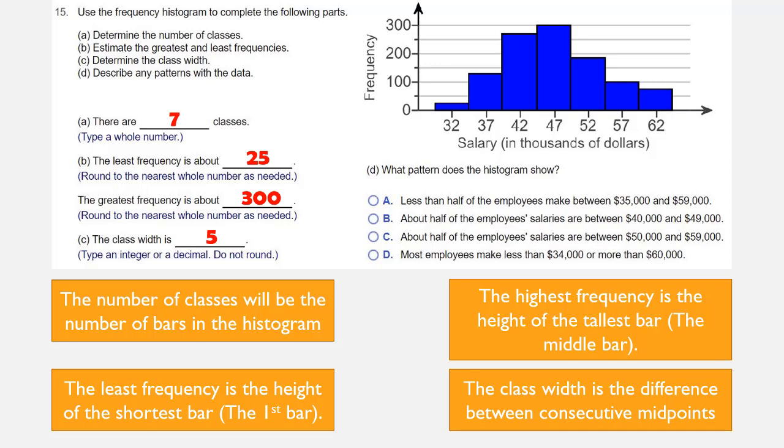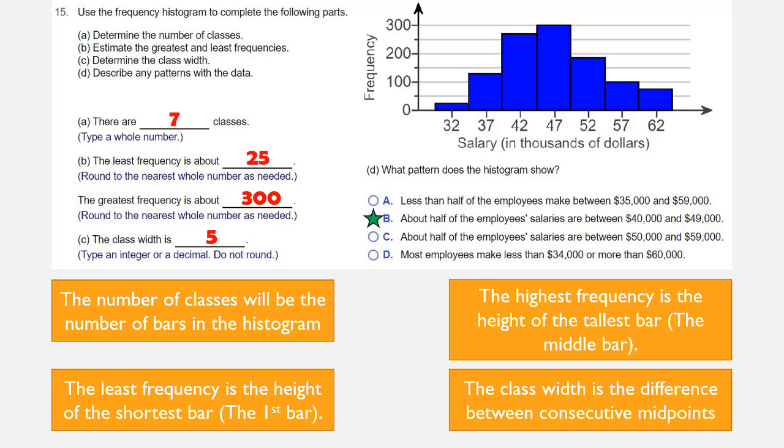Well, the correct answer here is choice B. About half of the employees' salaries are between $40,000 and $49,000. The other 3 options don't make sense. Less than half of the employees between $35,000 and $59,000. That's actually almost all of the employees fall within that particular range.